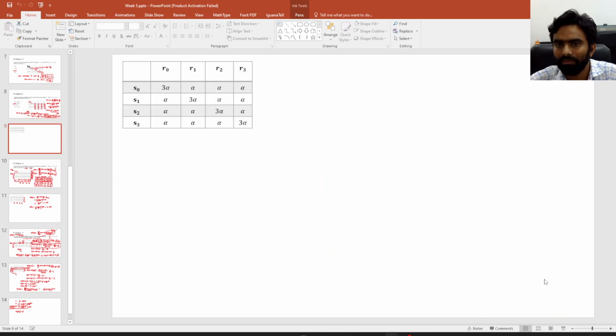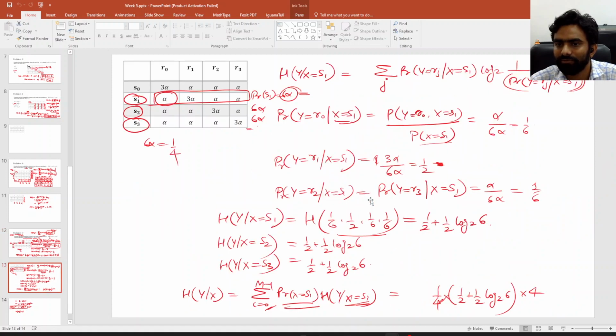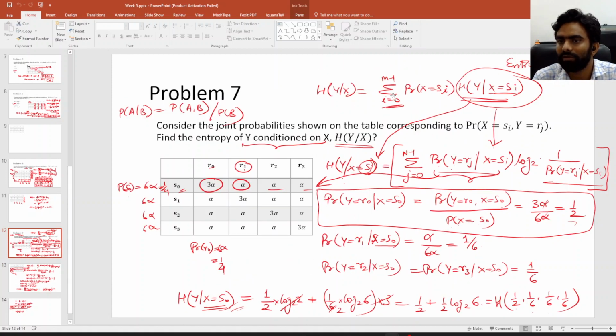In the previous week we calculated this using the lengthy formula. I will show you what we calculated. Problem number 7, H of Y by X. We calculated it by using this formula.